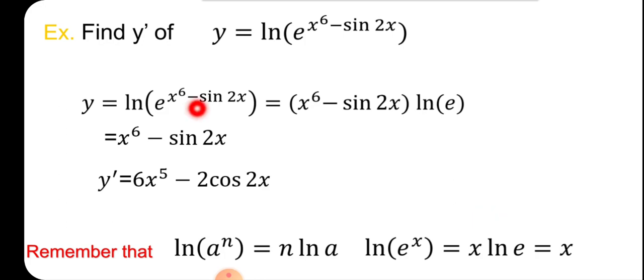Now you can use the same rule. Put the power down, so you have x to the power 6 minus sine 2x, times ln e, and ln e equals 1. So you have to find the derivative of this bracket. The derivative of x to the power 6 is 6x to the power 5, put the power down and subtract 1 from the power. The derivative of sine is cosine, times the derivative of what is inside, the derivative of 2x, which is 2.